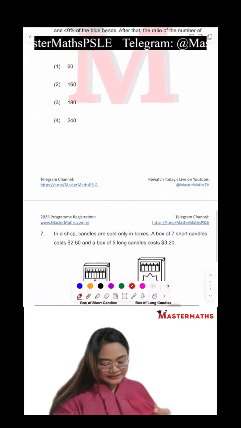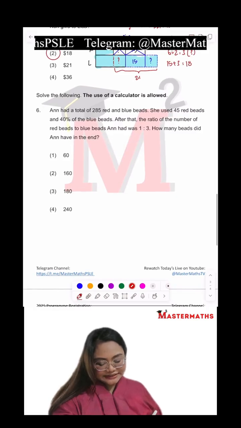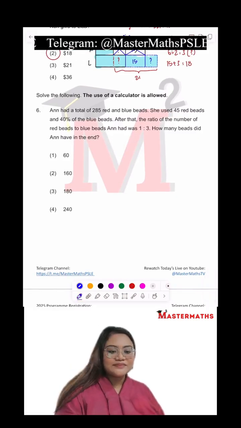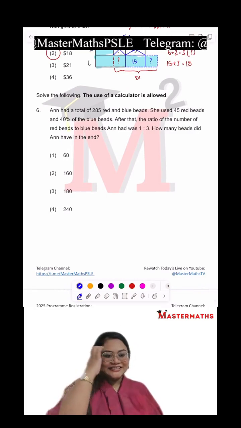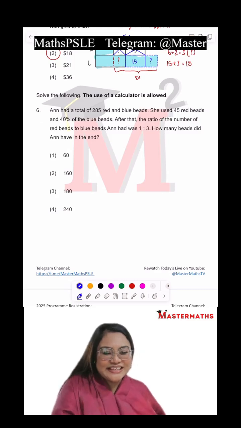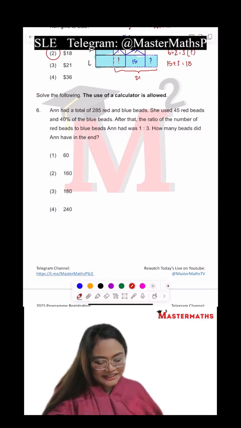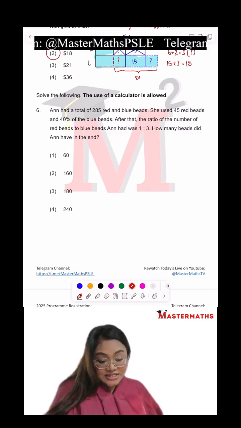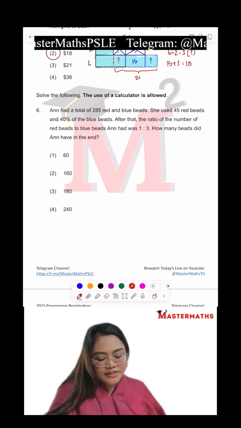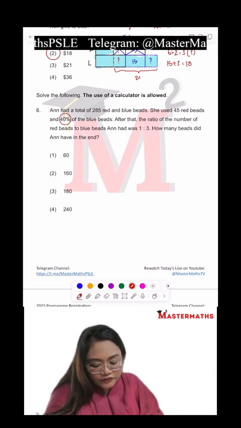Alright, question number 6. Whoopsies. Question 6 here, we can use calculator. Cannot now lah, darling. We go through first, okay? We go through first. Okay, question number 6. Anne had a total of 285 red and blue bits. She used 45 red bits and 40% of the blue bits.